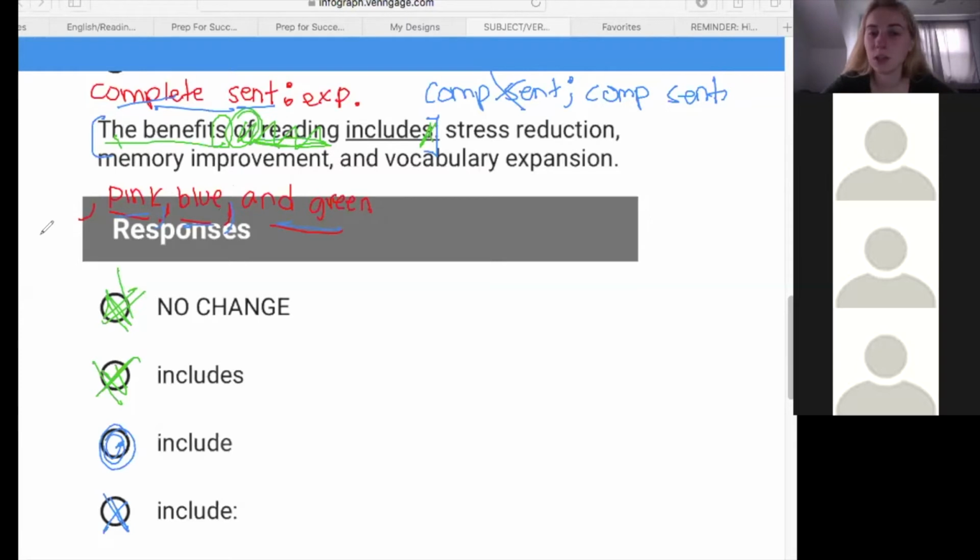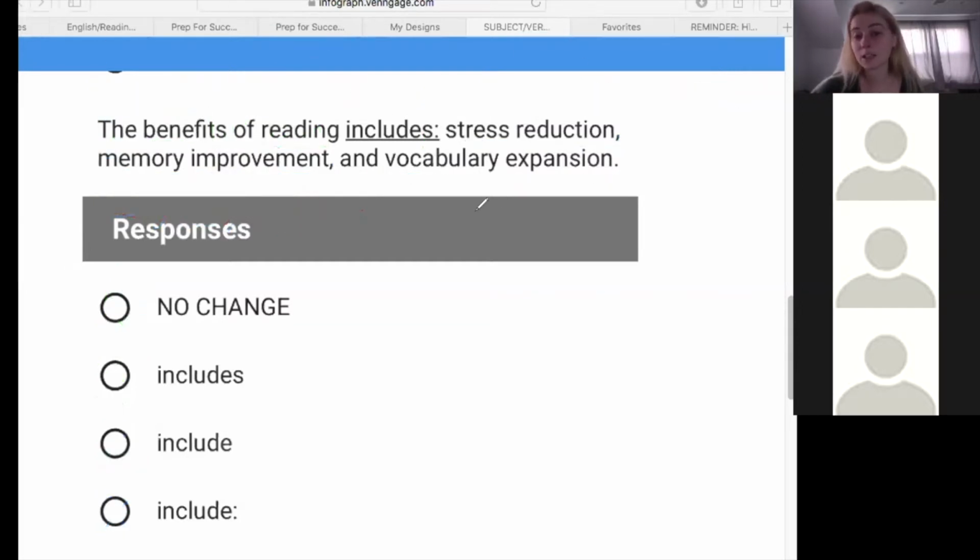You would never need to put a comma before it as well. And notice here we do have a list: stress reduction, comma, memory improvement, comma, and vocabulary expansion. So I have that list of 3 things. You might be inclined to put the comma because you say, oh, comma rule with a list, or you might be inclined to put a colon because a lot of times when we have a colon, we're going to have a list, but it's not always going to be true.